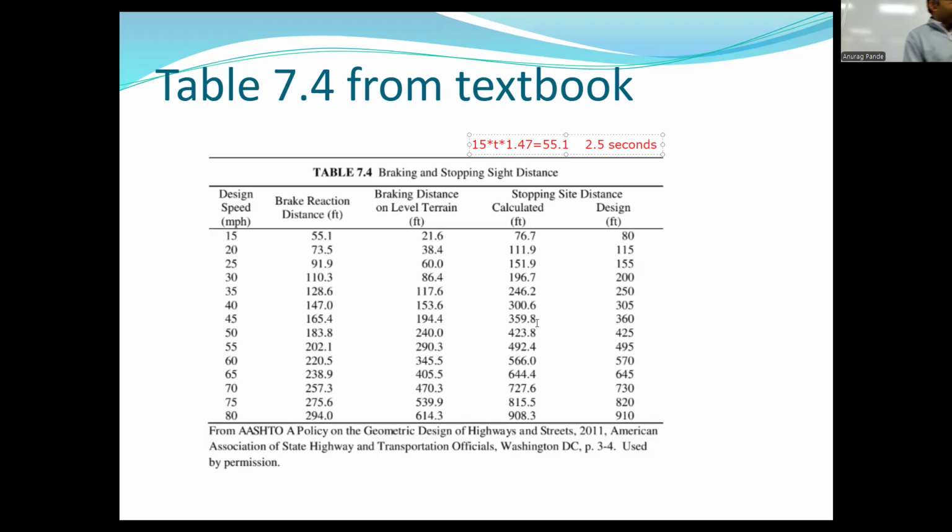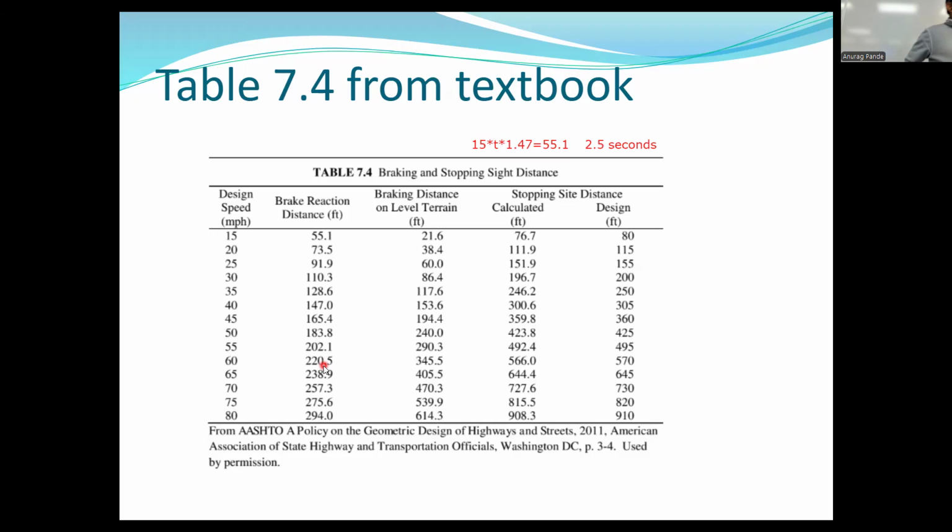If you use that reaction time, you can verify any of these values. So if you do 60 miles an hour speed, multiply that by 2.5, multiply that by 1.47, you'll get 220.5. Right? So that's how these tables came to be. Again, you'll almost never have to calculate this, but I want you to be aware of where these tables are coming from. Because this is braking and stopping sight distance only for flat locations, so it doesn't account for upgrade and downgrade. And in this class also, we'll focus on the scenario where you can apply this table.